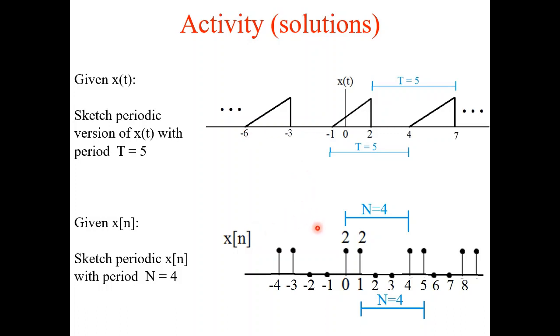For this one down here, this is the x of n. The original one was just these two values right here. This is the periodic version of it with a fundamental period of 4. So we started at 0 here. That means the next one has to repeat at n equals 4. The next one would repeat at n equals 8, and so forth. Likewise, going on this side, we just subtract 4. So if we started at 0 here, we start at -4 here. So these are our two solutions to those activities.